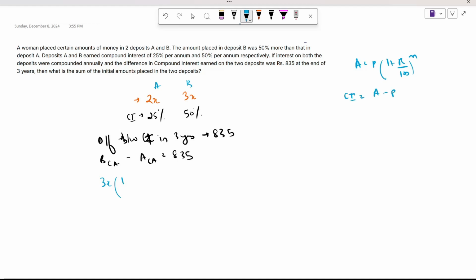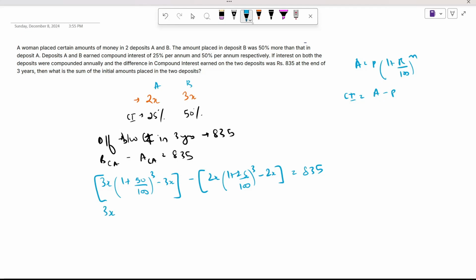So this would be 1 plus 50 upon 100 to the power 3 minus 3x. This is for compound interest for B, and for A it would be 2x into 1 plus 25% whole cube minus 2x. This is equal to 835. So we can calculate the value of x from here. So let's just solve this.